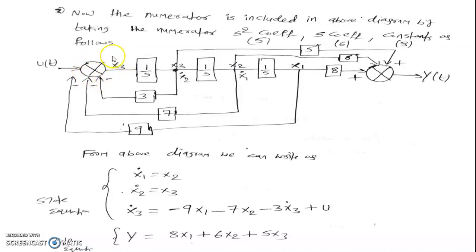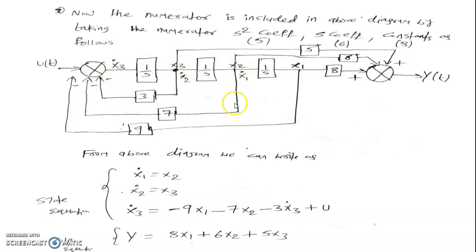So what are the inputs of this adder? u of t is one input, which I have written here as u. And the next input is minus 3 into x3. Why am I taking only minus 3 into x3? Can I take x2 dot also? But the general form is x dot is equal to Ax plus Bu, so you have to write it in terms of x. That's why it is minus 3 into x3 as one input.